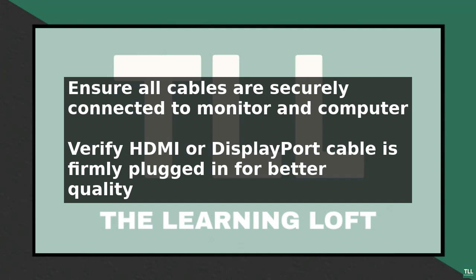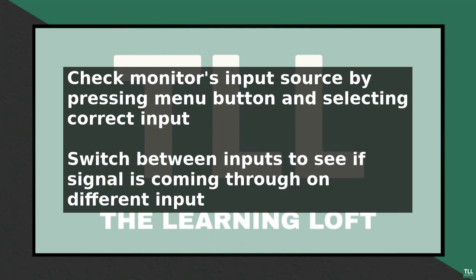better quality and reliability. Next, check the monitor's input source by pressing the menu button on the monitor and selecting the correct input. If you have multiple inputs, try switching between them to see if the signal is coming through on a different input. Also, ensure that the computer is turned on and the display settings are set to the correct output. If the issue persists, try restarting both the monitor and the computer. Sometimes, a simple reboot can resolve connectivity issues.